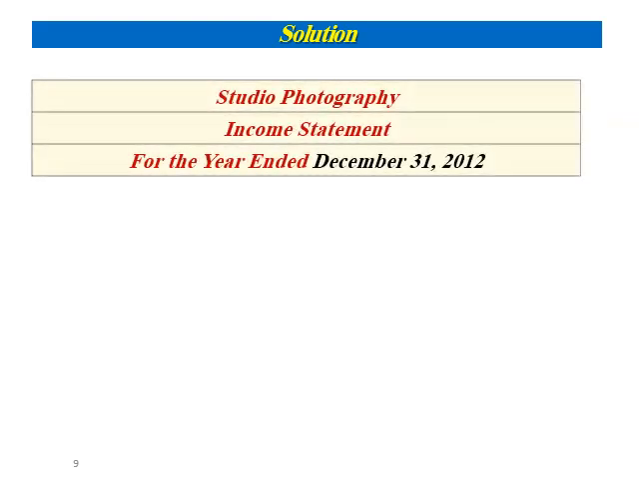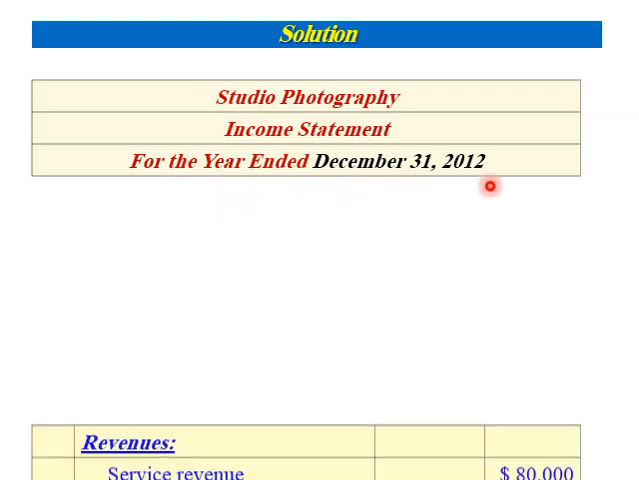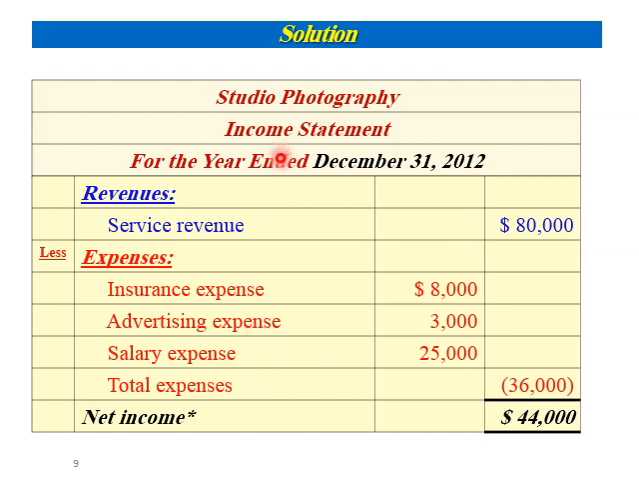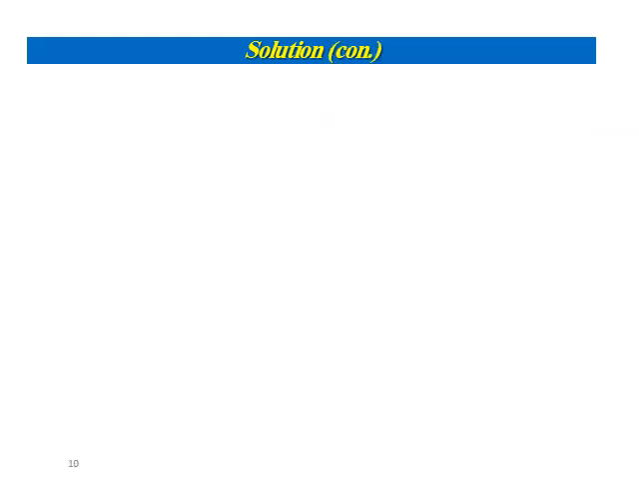Okay, let's start. First, let's make the income statement. Studio Photography, name of the company, income statement for the year ended December 31st, 2012. All we need is revenues and expenses only. Here we have revenue 80,000 and three types of expenses: insurance expense, advertising expense, salary expense, with total 36. So this company has a net income because revenue 80 is greater than the total expenses 36, so we have 44,000 net income. This 44,000 will go to the second statement.